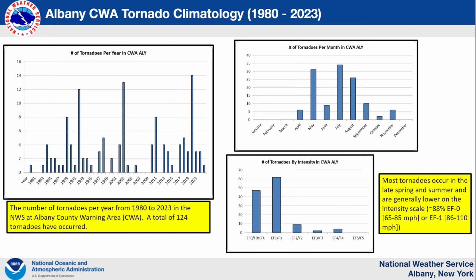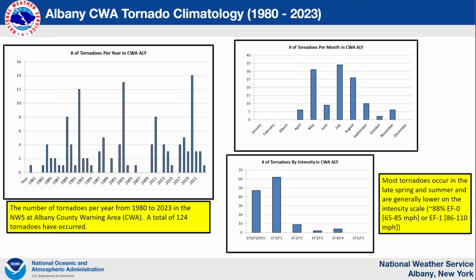Let us now go over a brief tornado climatology for the National Weather Service at Albany County Warning Area from 1980 to 2023. This is roughly 44 years of tornado climatology. You can see from the leftmost chart that the number of tornadoes per year from 1980 to 2023 in the National Weather Service at Albany County Warning Area varies quite a bit. A total of 224 tornadoes have occurred. This equates to about 2 to 3 per year across eastern New York and western New England.